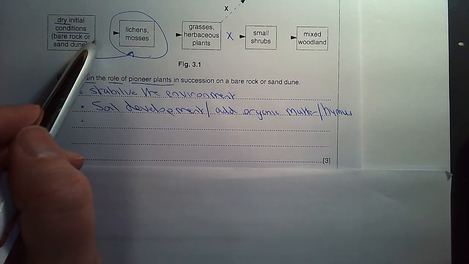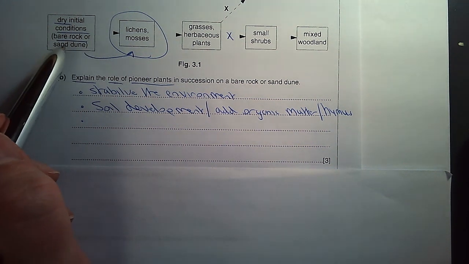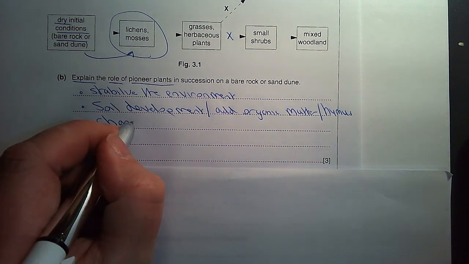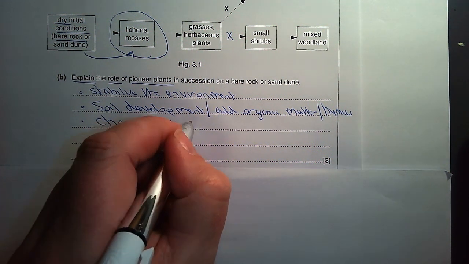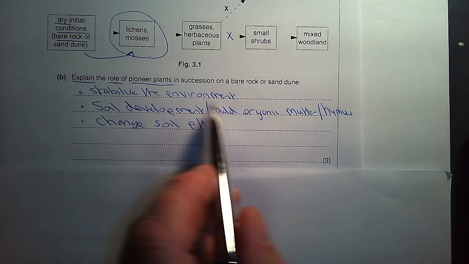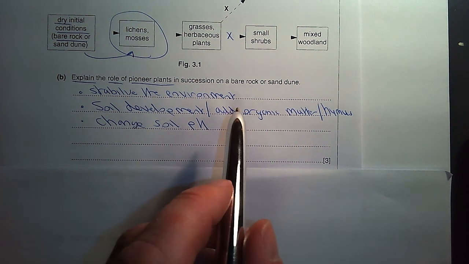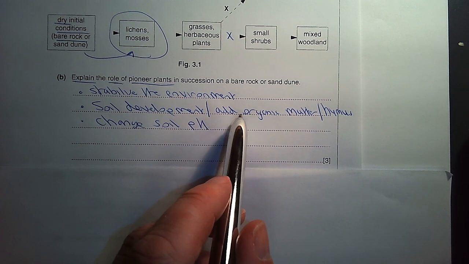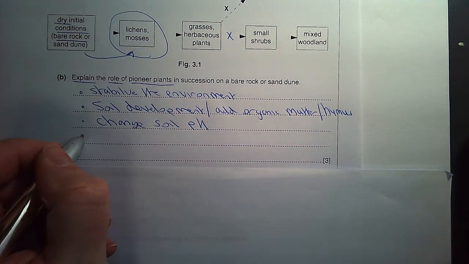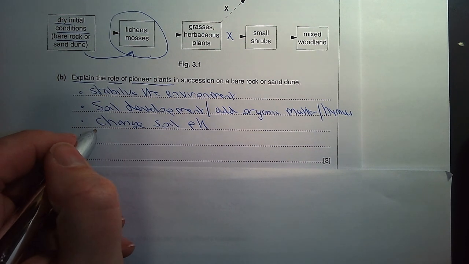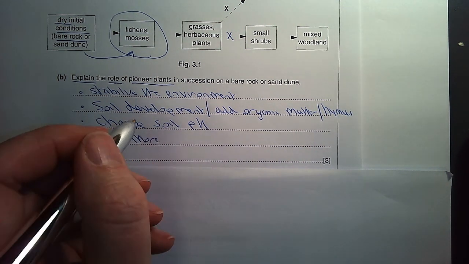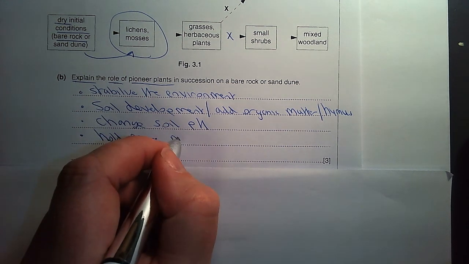The pH conditions are not going to be ideal for plant growth on bare rock or sand dunes, so they'll change the soil pH. Because of this addition of organic matter, that's going to hold more water. So we've got dry conditions, the organic matter is going to hold water, which is then available for plant development. So they'll cause it to hold more water.